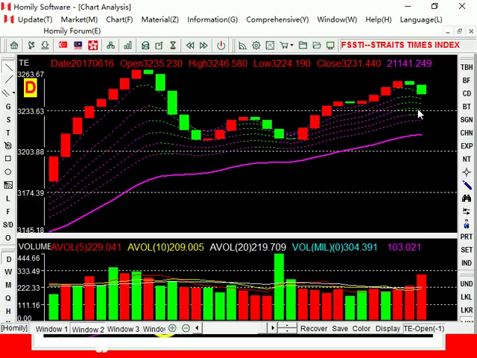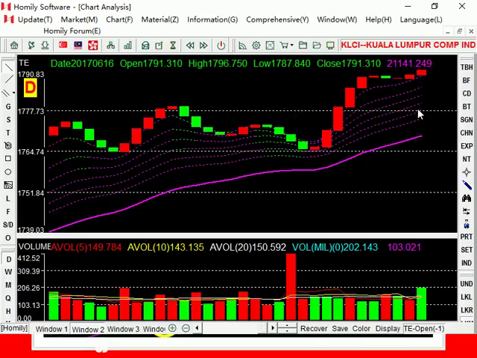So let's see the STI index. The primary trend is uptrend. When can we do some short-term rebound? Green turn to the red candlestick. But now it's still green. Can we buy or not? We'd better wait and see. And if you want to buy, you should find strong stocks, not blue chips. Okay.